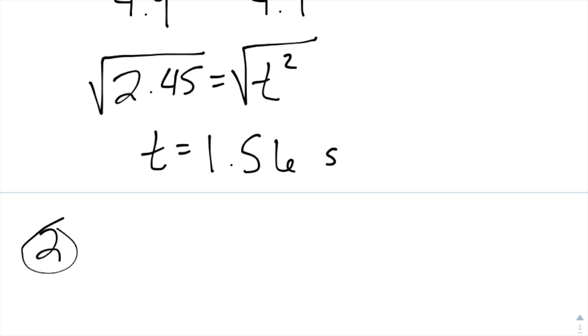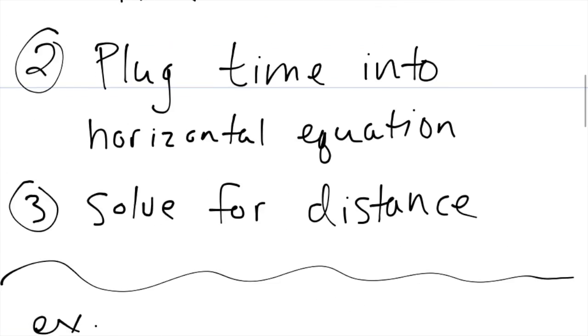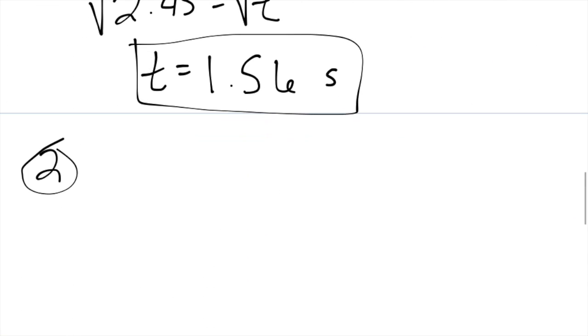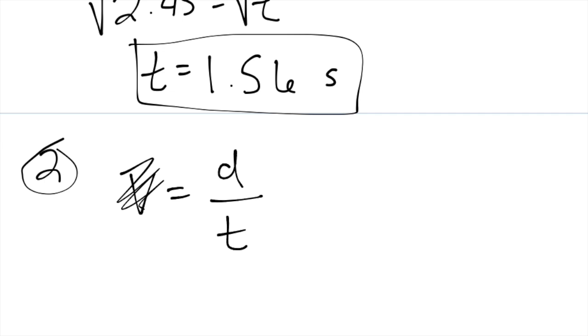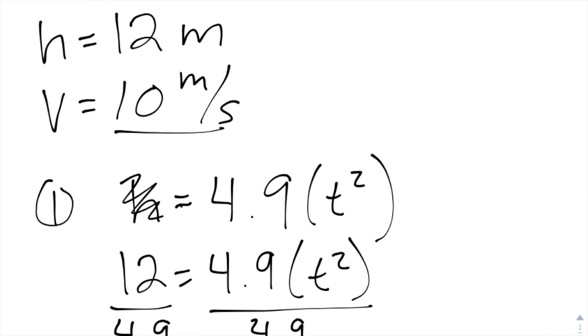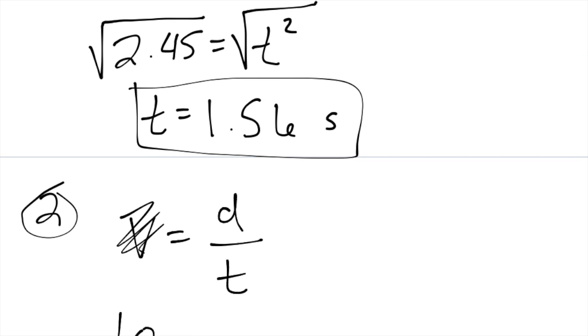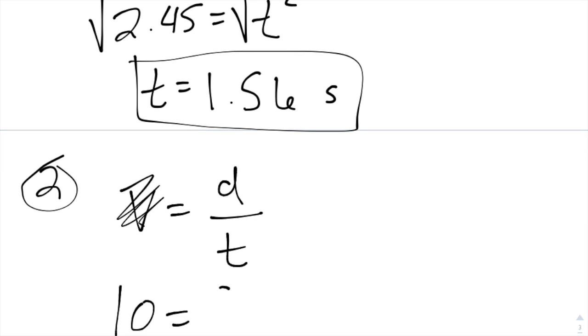Now I'm going to do step 2. Step 2 is to plug this time into the second equation, which is velocity equals distance over time. Let's rewrite it. I know that my velocity is 10 meters per second, so I've got 10 equals distance divided by, and instead of time I put in 1.56.